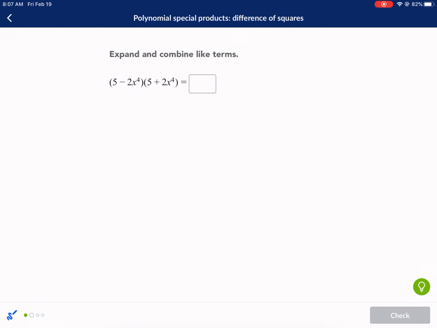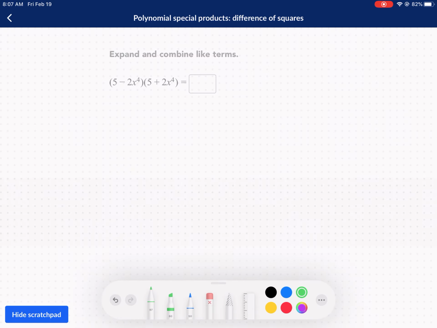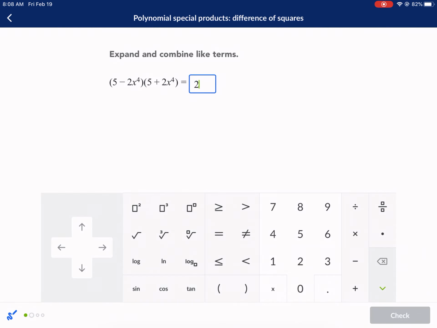Okay, same thing here. We see it's the same thing written twice. Just to highlight this for you, the first term's the same, the second term's the same. The only difference is that minus and then that is plus. So essentially we follow the same format. We're going to do the first term squared, which is 25. That one's easy. Minus, we're going to do 2x to the 4th, squared.